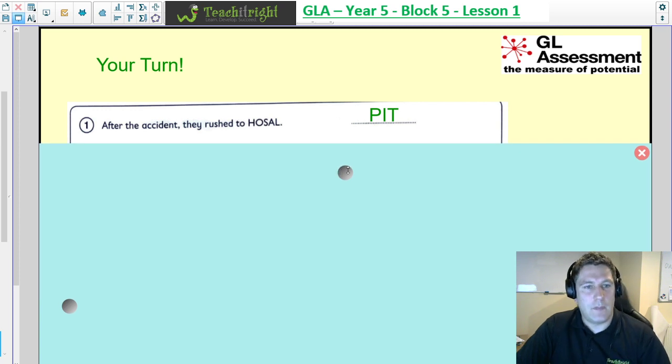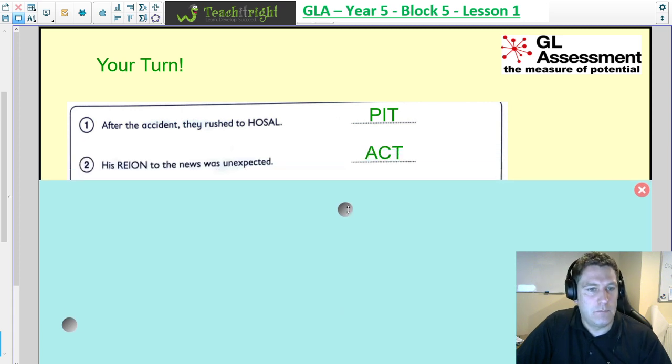So the first one, after the accident, they rushed to... Now, where would you often rush to if you'd had an accident? Well, of course, it's hospital. And if you spell out hospital and you cross out the H, the O, the S, the A and the L, you're left with the word pit. So that is the answer.